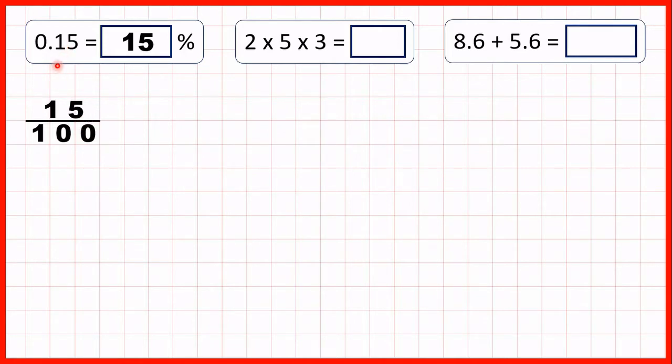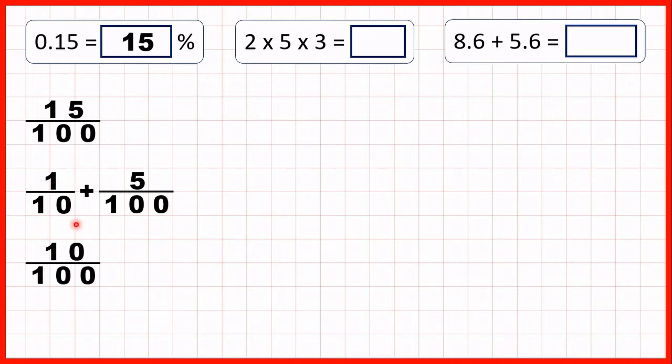Now, if we're not sure about this, we can break it down. We know that this 1 is in our tenths column, so stands for 1/10, and we know that this 5 is in our hundredths, so stands for 5/100ths.